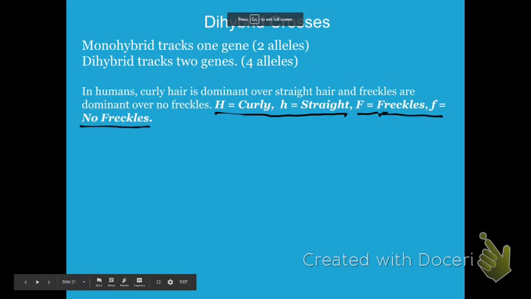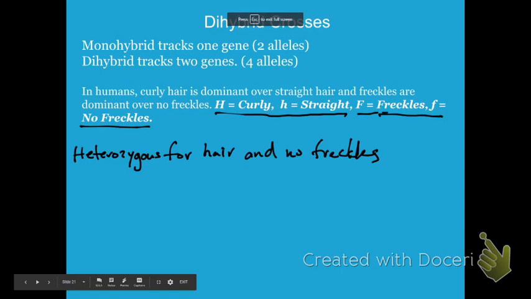Okay. So, for example, if I have a human who is heterozygous for curly hair, or just heterozygous for hair, and no freckles, what that means is they have big H, little h right here, and then for freckles, they have no freckles, so the only way they can have no freckles is to be recessive. So then I can ask you, what are the possible gametes that can be produced?